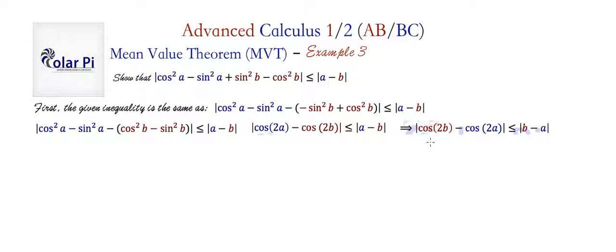Okay, what should we do next? I think we should divide by the absolute value of b minus a on both sides of this inequality. All right, now we're dividing by something positive, so we don't need to change the direction of the inequality, right? But in going from here to here, I could have shown one extra step, which is showing that the absolute value of a quotient is the same as the absolute value of the numerator divided by the absolute value of the denominator, right? I've exploited that, right?